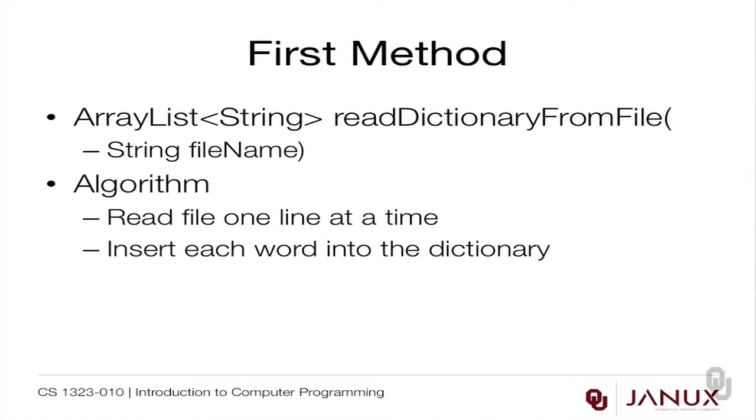The first method that we're going to write is read dictionary from file. This method should look familiar because we just wrote a similar method. So I actually wrote this method in advance so we don't have to rewrite exactly the same code again. The algorithm is the same as it was last time. We read the file one line at a time and insert each word into the dictionary. Let's go and take a look at that method.